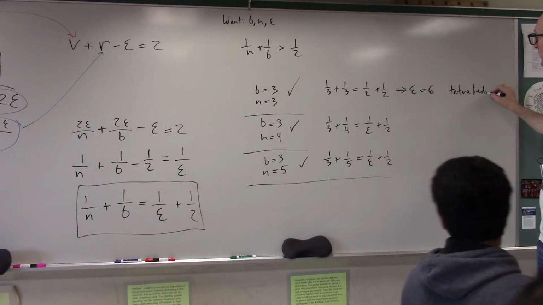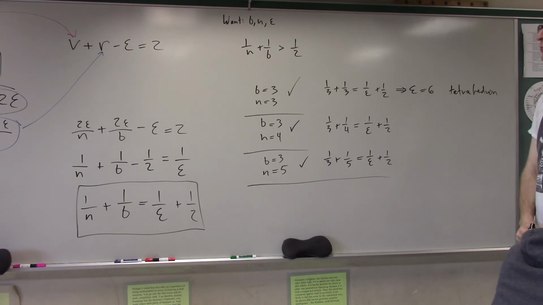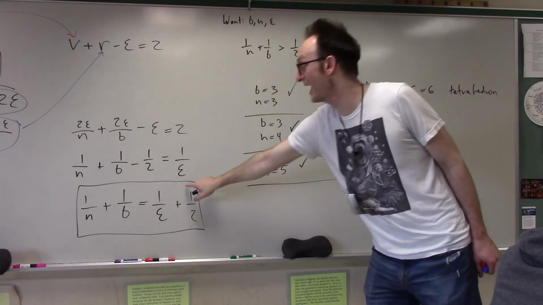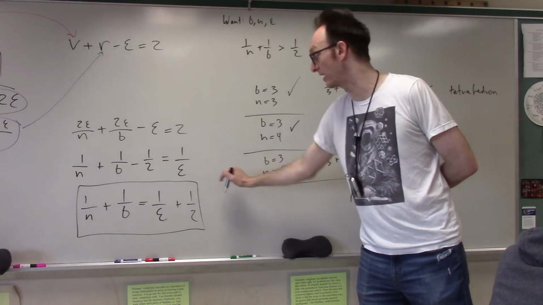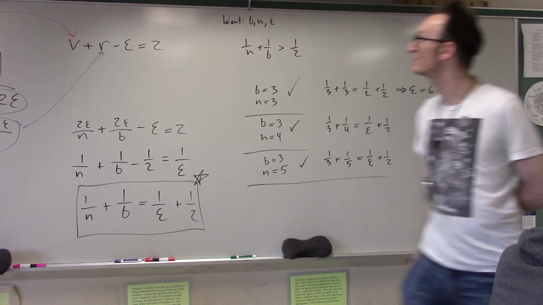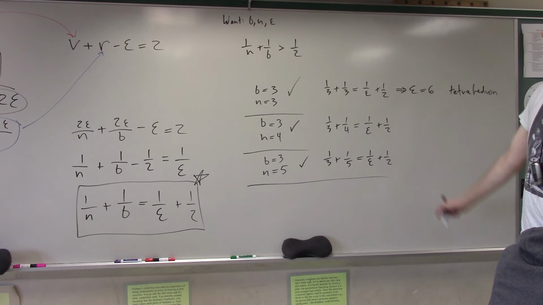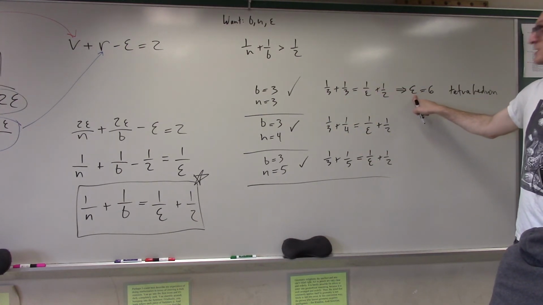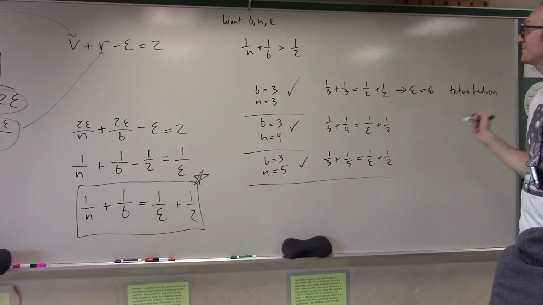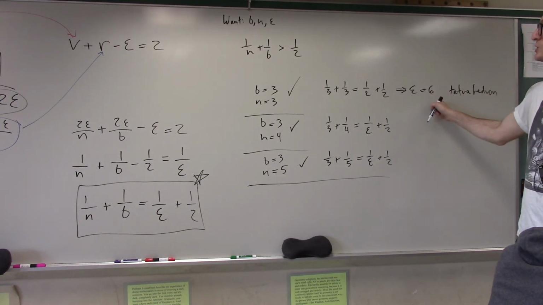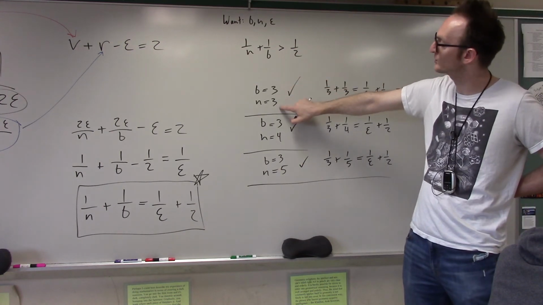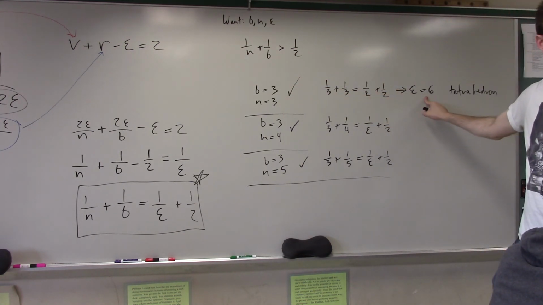The tetrahedron. So that is one of the n and b combinations which can possibly satisfy this starred formula in the box. Because the left side is greater than 1/2, and the algebra tells you that epsilon is 6. And so what we have now is the shape in which there are 3 triangles meeting at each vertex, and there are 6 edges total. That's just the tetrahedron. Cool? Say cool. Cool. All right.